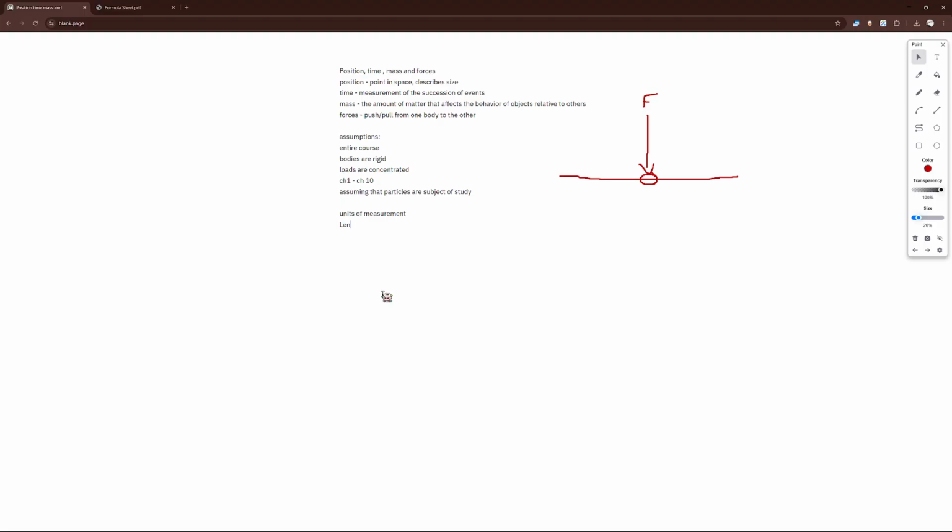So we have length, which is meters, but in imperial it is feet. We have time, which is just seconds. Everyone knows time, that doesn't matter. And then we have mass, which is kilograms for metric and slugs for imperial. I didn't actually know slugs were a thing until I took this course. So that's something fun to learn.